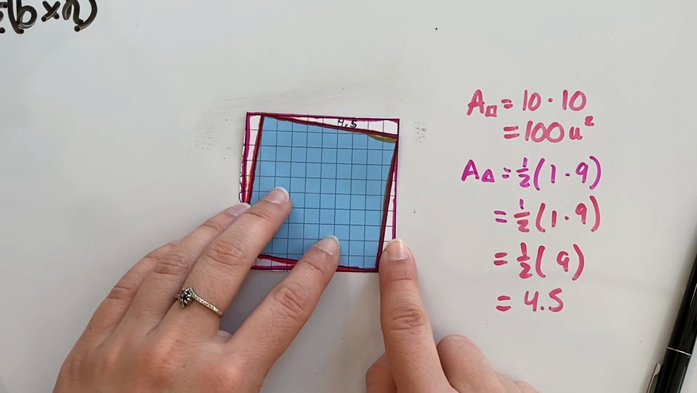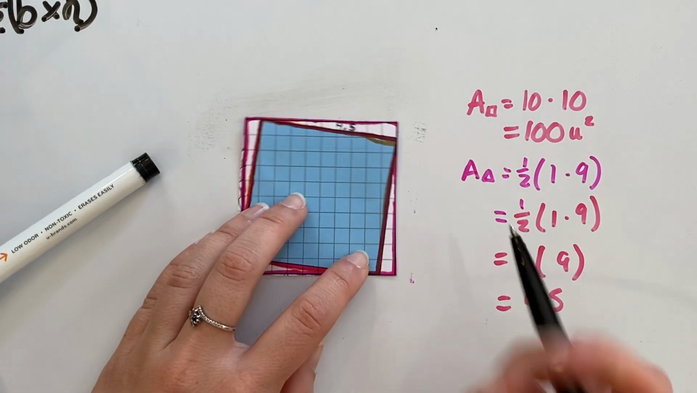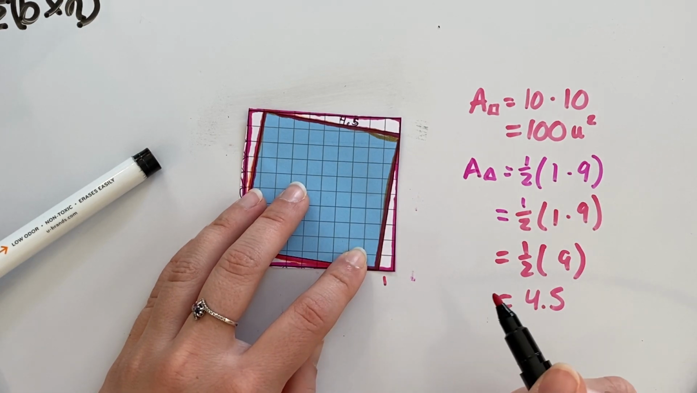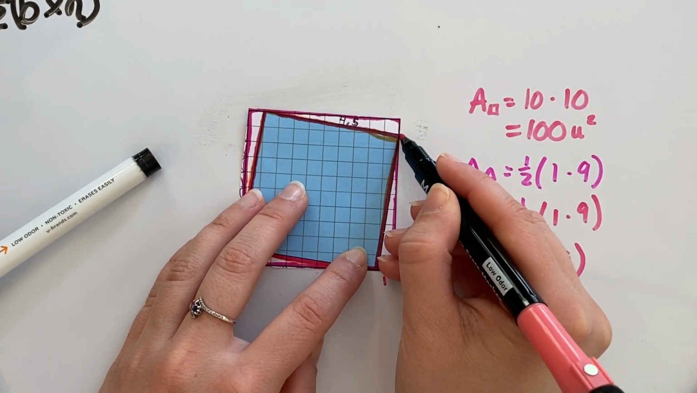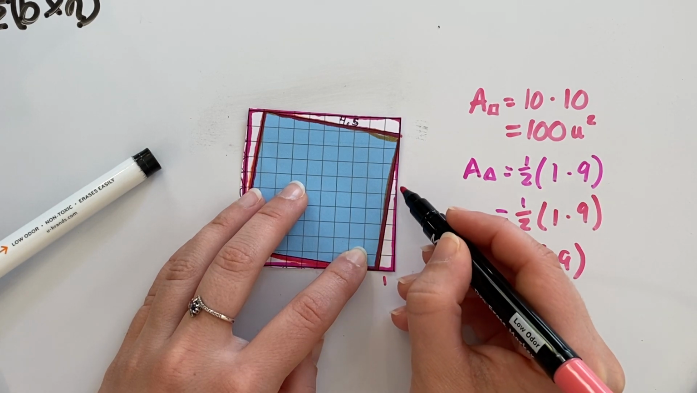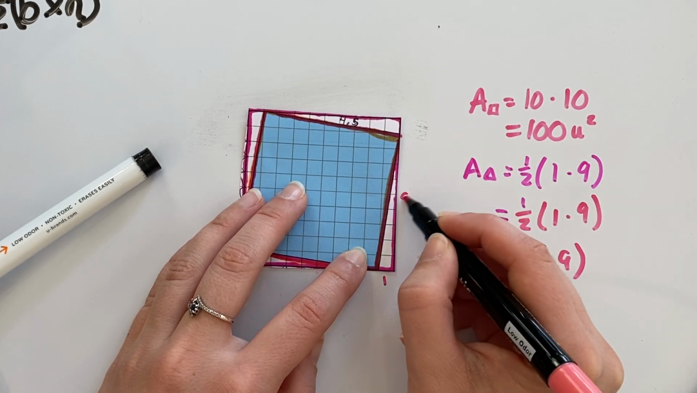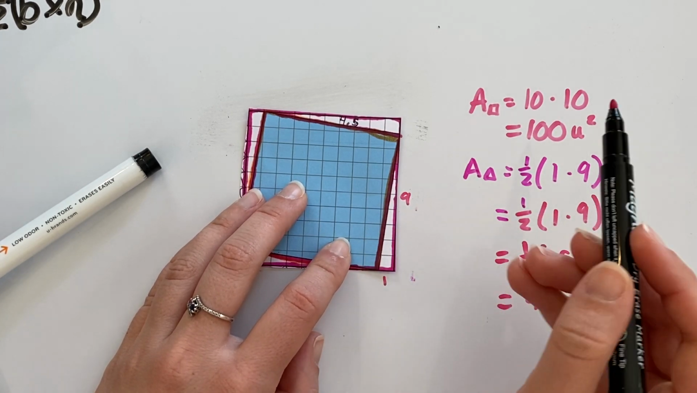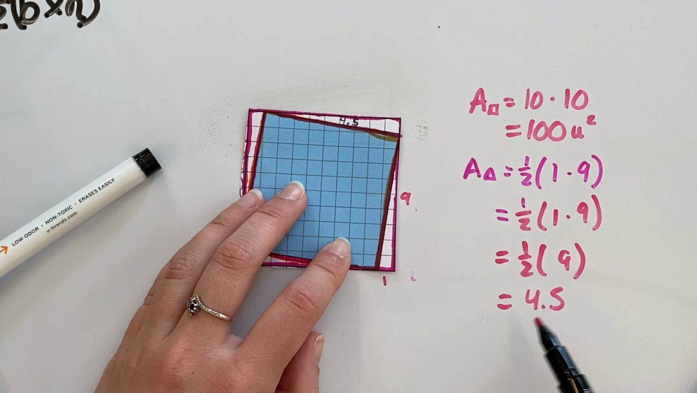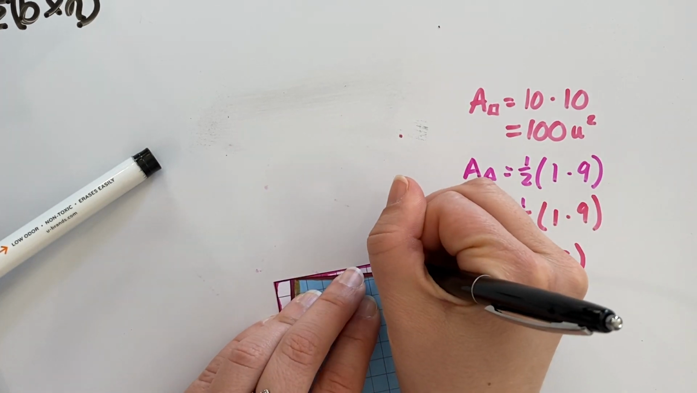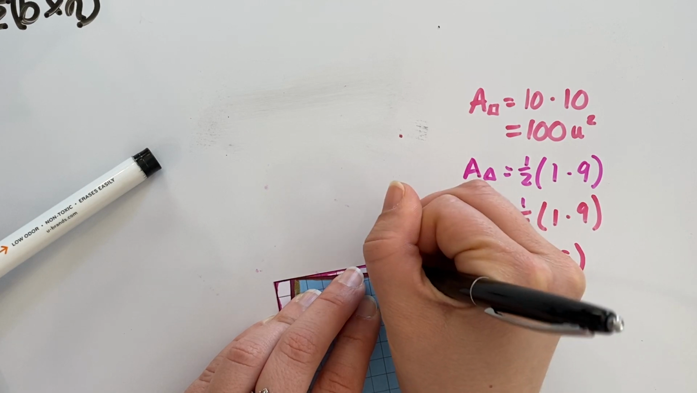How about we do our next triangle? So the base here is 1, and my height is, so it goes up to here. So let's count. 1, 2, 3, 4, 5, 6, 7, 8, 9. Oh, wow. Look. This triangle has the same base and the same height. So I know that this triangle here must be 4.5 as well. The area, 4.5. So I'm going to write 4.5 there.